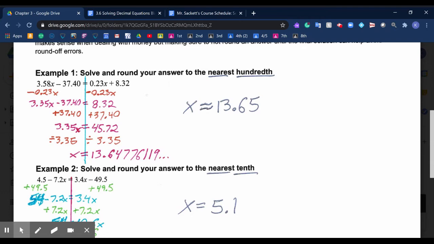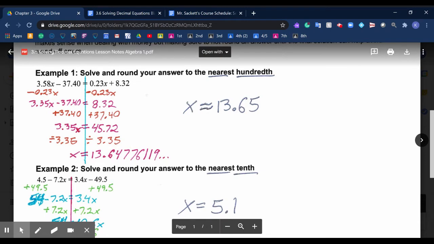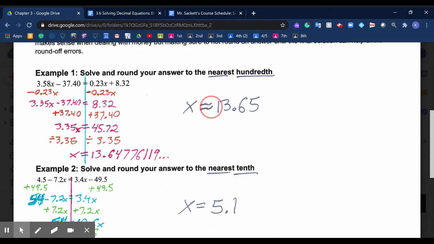So in the hundredth place currently is a 4, followed by a 7. So that tells us to round the 4 up. So we would have x being approximately 13.65, and the squiggly equal means approximately.